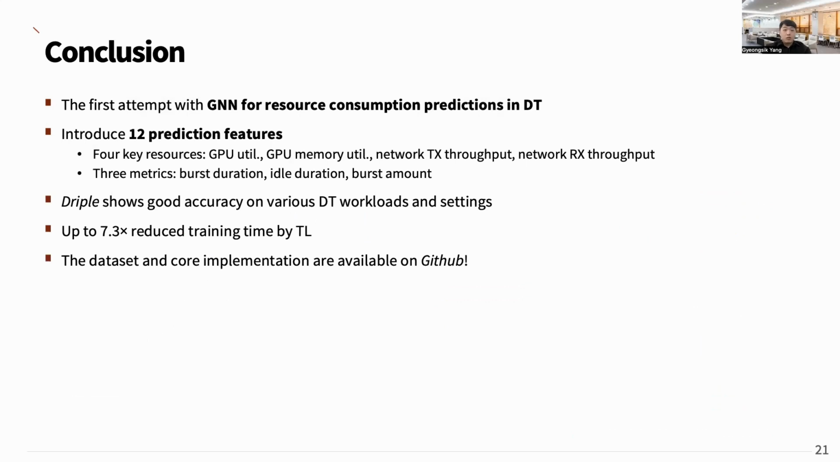Okay, here comes the conclusion. To our knowledge, Dribble is the first attempt in using GNN and transfer learning to predict resource consumption of distributed training. While achieving accurate predictions, we reduced the training time of the models up to 7.3 times. We could not cover all the details of Dribble in this talk, so please refer to our paper for other details.